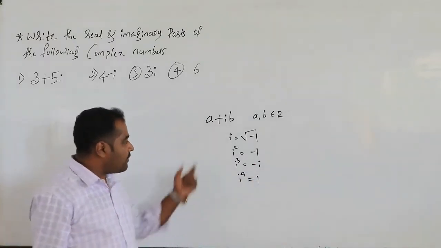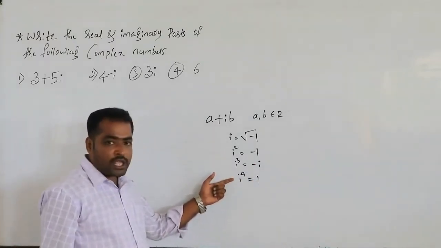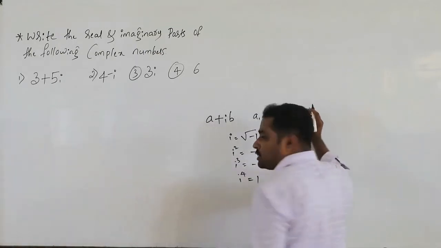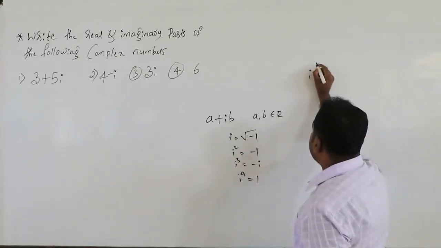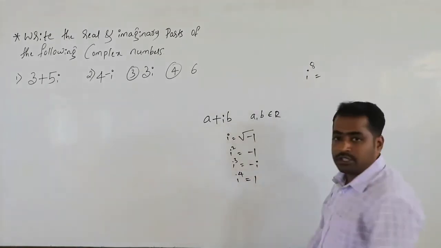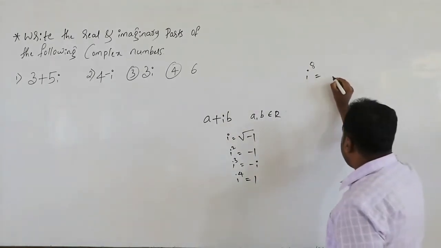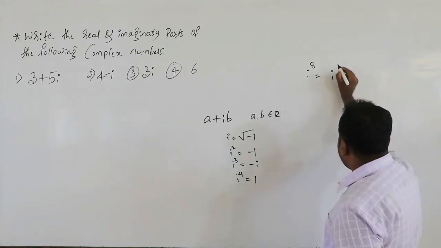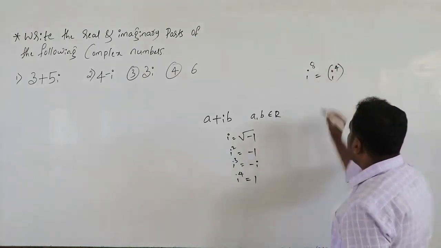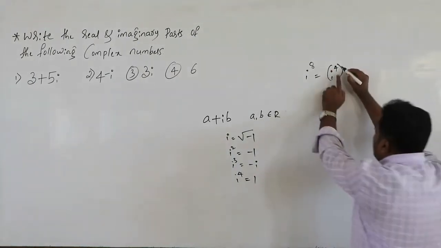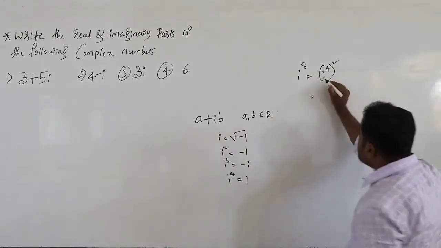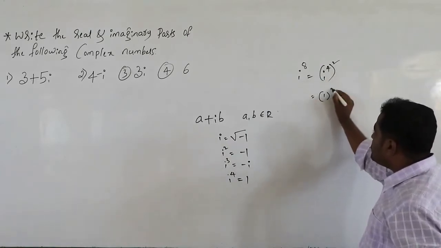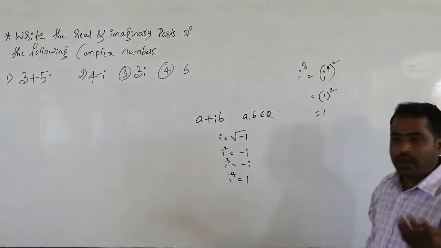So on the basis of i square, i cube and i raised to 4, you can find i raised to 5, i raised to 6, i raised to 10, i raised to 99, whatever. So here, find the value of i raised to 8. i raised to 8: first we write i raised to 4, next 4 into 1 is 4, 4 into 2 is 8. i raised to 4 has value 1, and 1 squared is 1, so i raised to 8 has value 1.